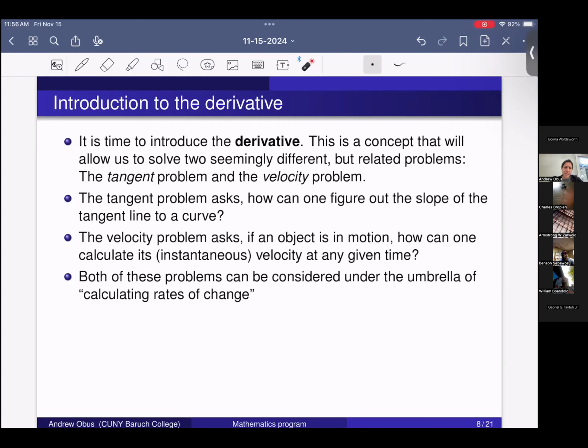Usually you say speed is distance over time, right? But in order to calculate distance over time, you need to really be talking about multiple times, right? So what does it mean to talk about your speed at any given time? So this is the velocity problem. This is the question. And it turns out that both of these problems can be considered under the umbrella called calculating rates of change. And, you know, this is what the derivative does.